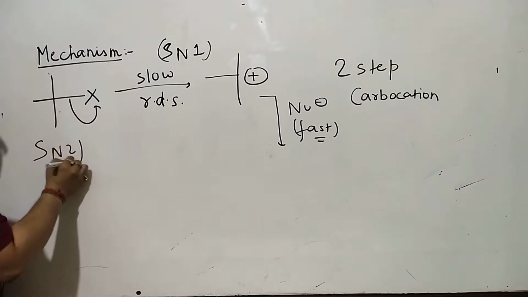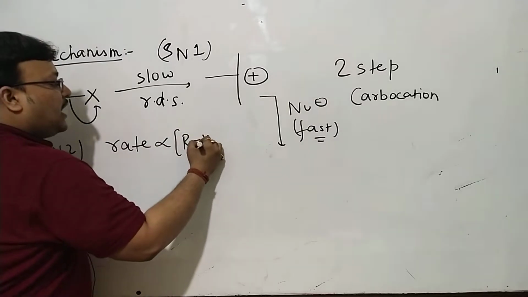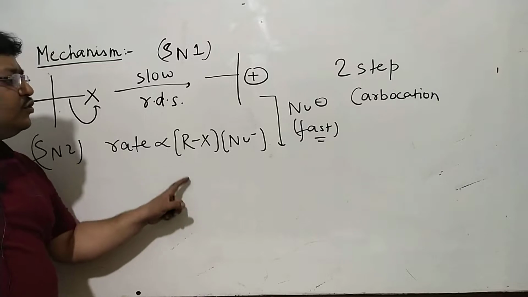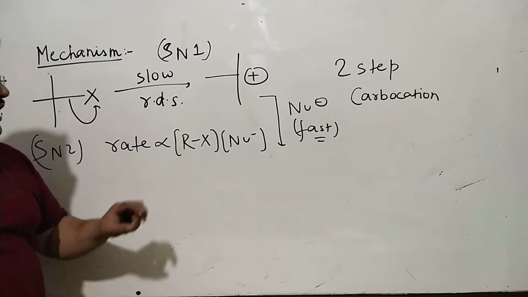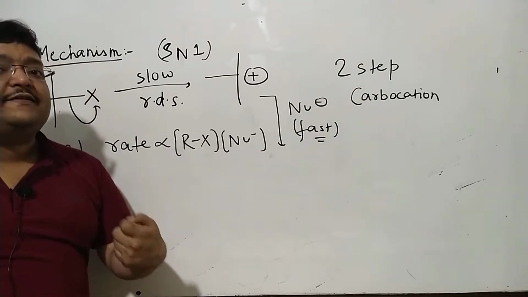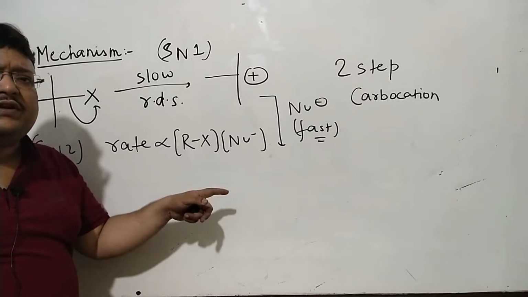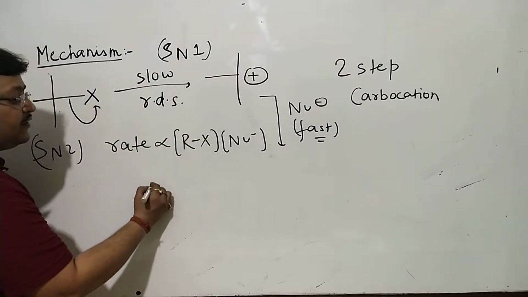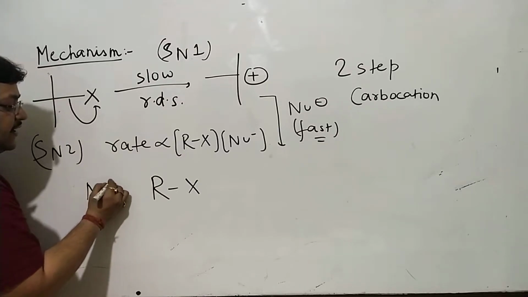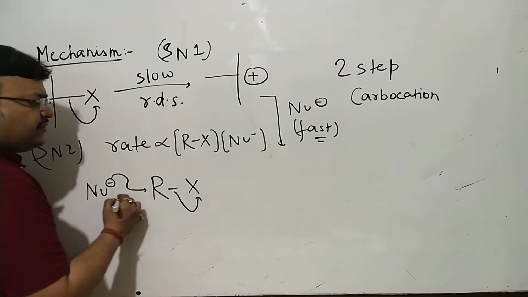for SN2, if I have to explain for the rate depending both upon Rx and nucleophile, I'll certainly have to bring both of them in the slow step. Now both of them could be brought in the slow step, both of them could be involved in the slow step only if it's a one-step process. And naturally this is what is proposed as the mechanism. It's a one-step process.